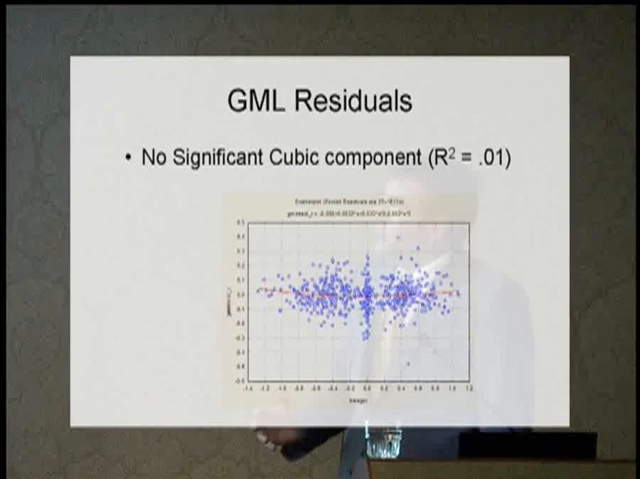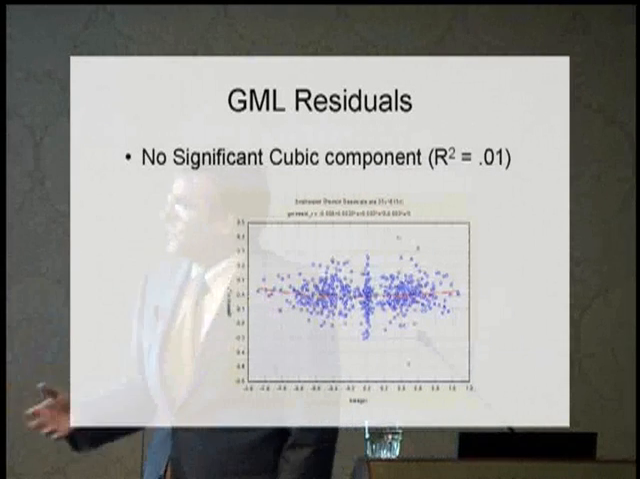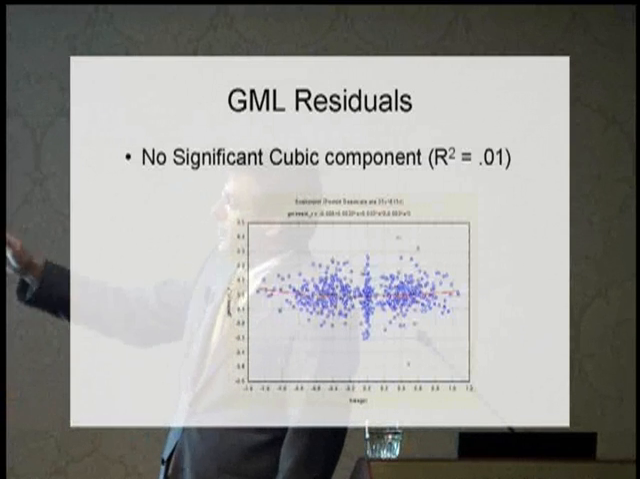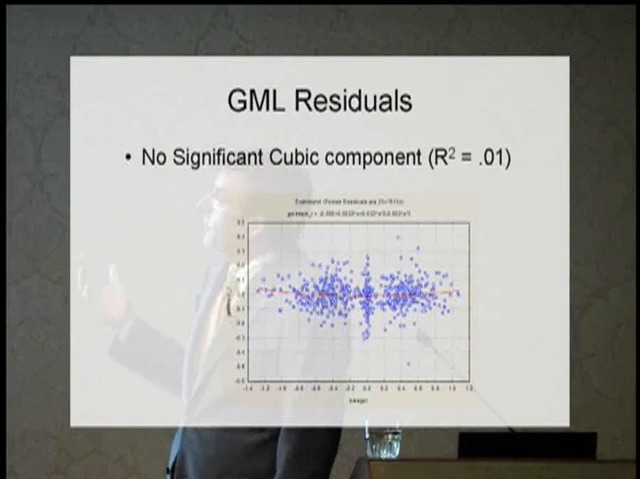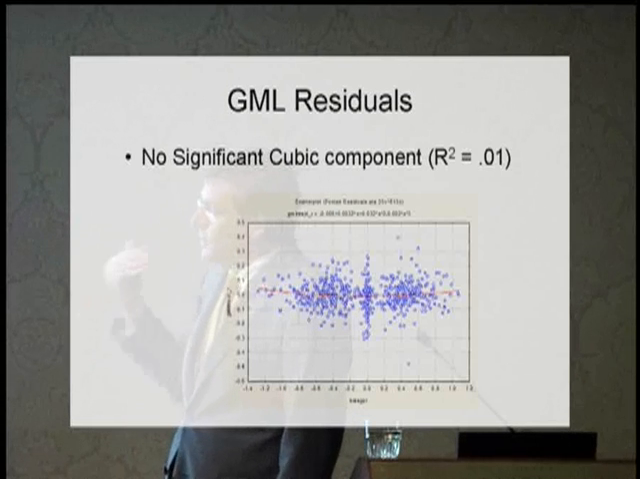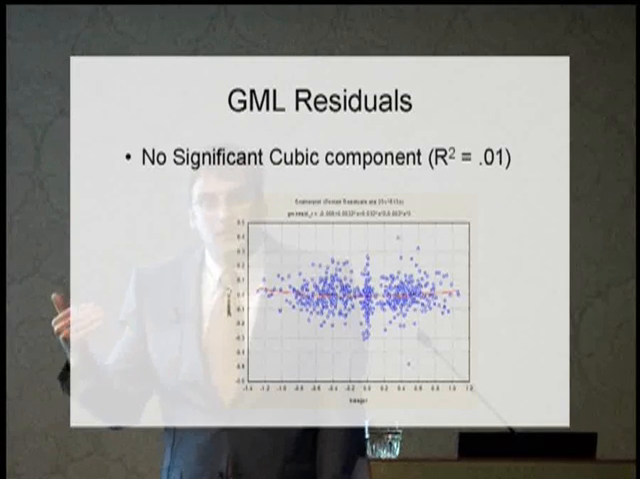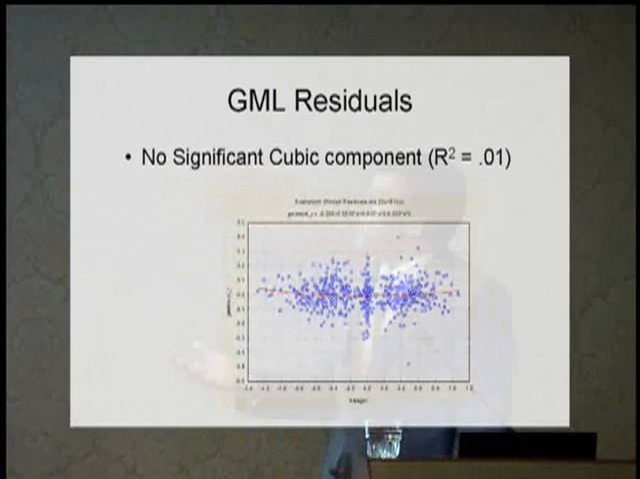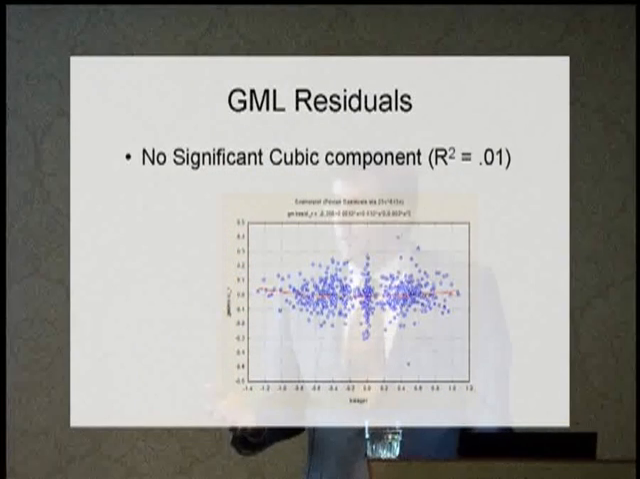On the other hand, when we look at the residuals of the generalized matching law, the contingency discriminability model would predict that we have a negative cubic coefficient, but in fact, there was no significant one. The cubic component was not statistically significant, and it only accounted for, in total, 1% of the variance, which was not greater than 0.